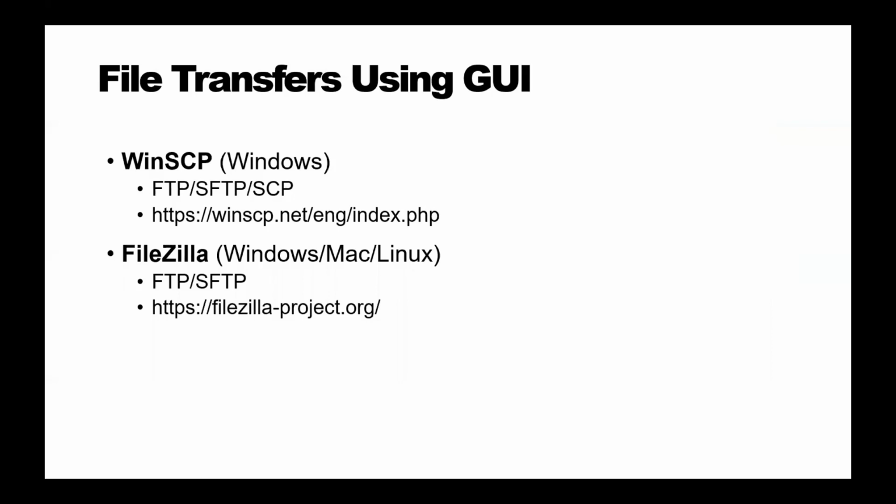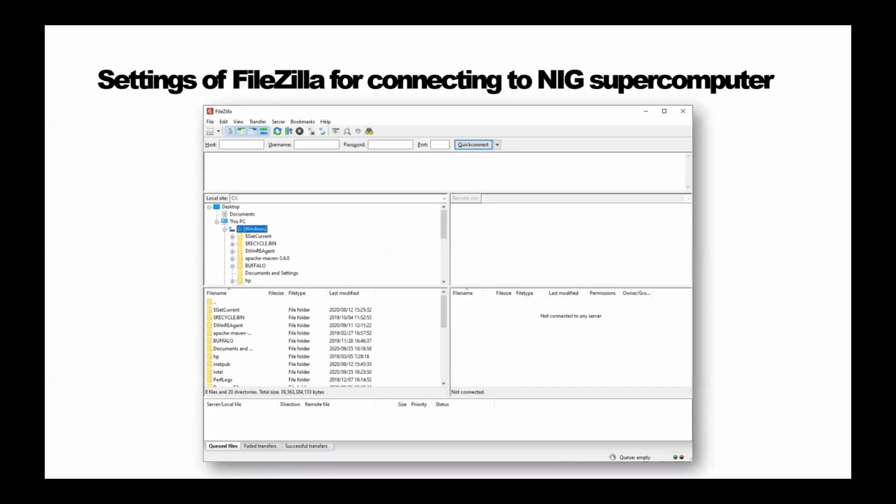Well-known file transfer software using GUI includes WinSCP and FileZilla. WinSCP is for Windows only, and FileZilla can be used in any environment such as Windows, Mac, and Linux. Here, I will explain the setting of FileZilla for transferring files to the NIG supercomputer. First, please install FileZilla on your PC. To install FileZilla, just download and execute the installer. So I don't think there is any problem.